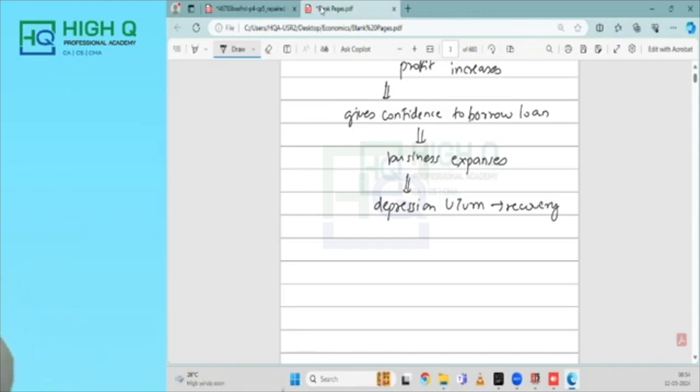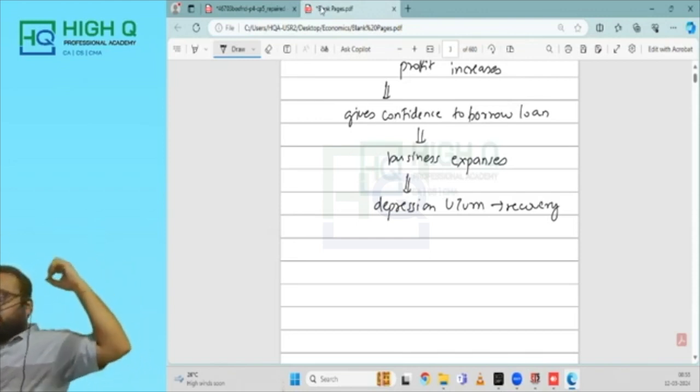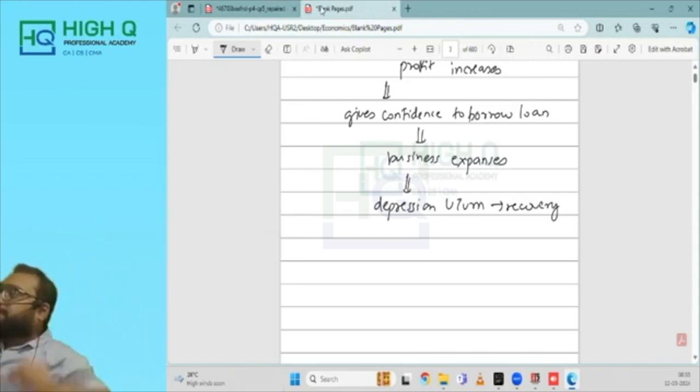Now from the trough we want to recover. The recovery will start. Labor will start working at a lower price. Yes or no? Labor starts working at a lower price. Cost of production will be less. We can sell at a better price because the competition is less. And there will be good profit. Yes or no?